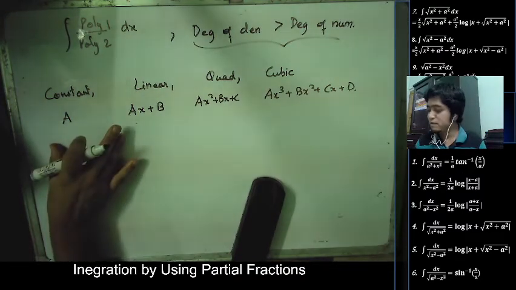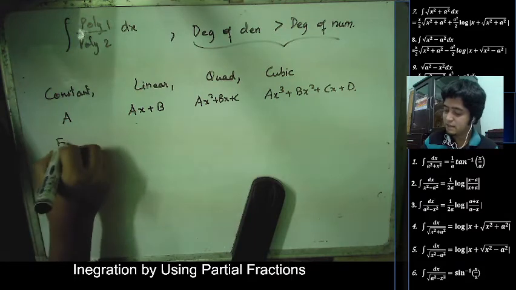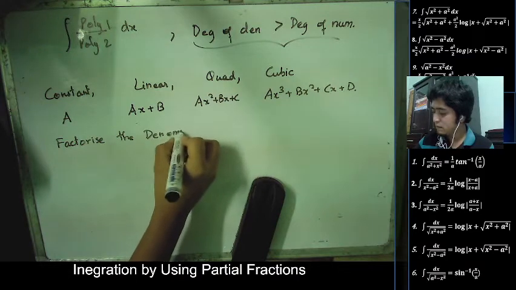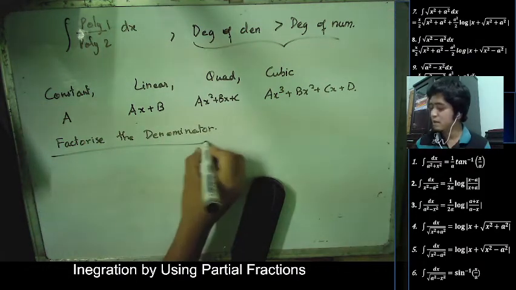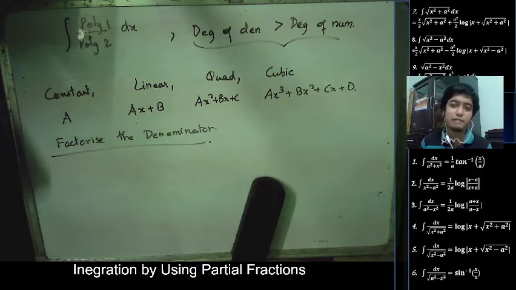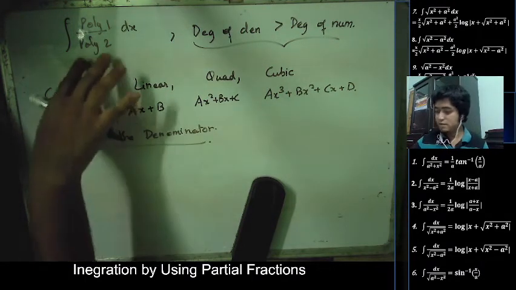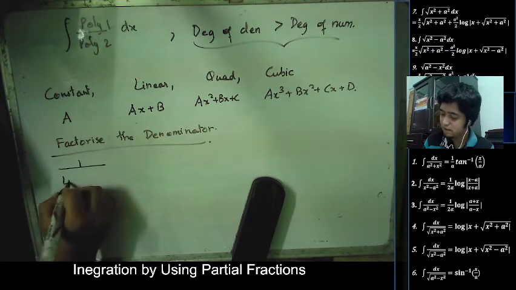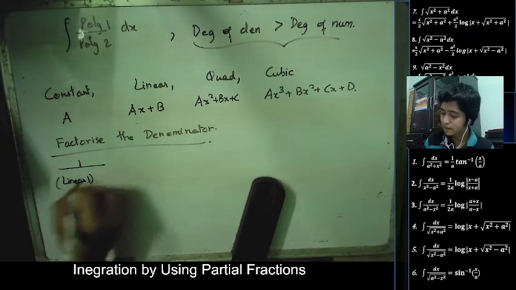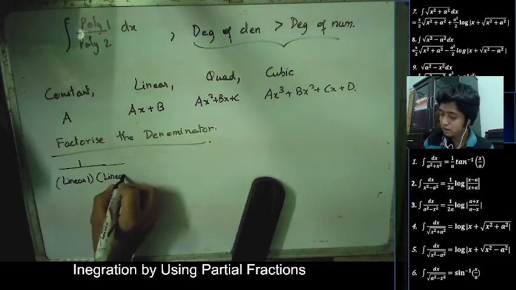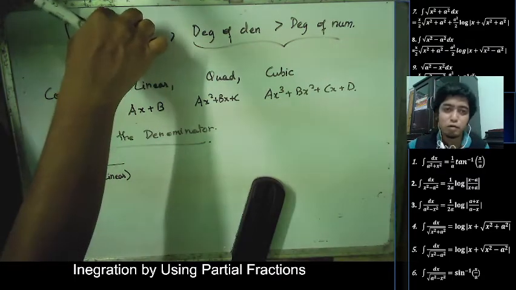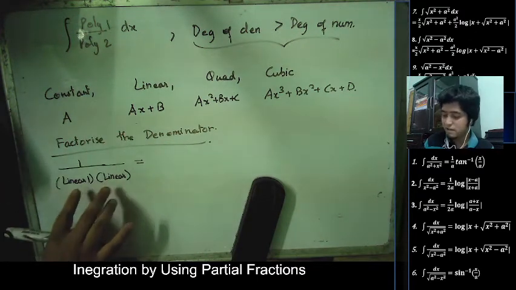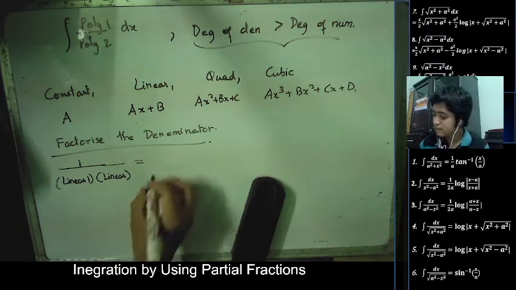Now that we know this, what we will do is factorize the denominator. If we have to use partial fractions, we first have to factorize the denominator. Since it is a polynomial, sometimes you will be having something like this: a linear polynomial times a linear polynomial. Let us forget what polynomial 1 is, we are concentrating only on the denominator. Then we will write this in this way.